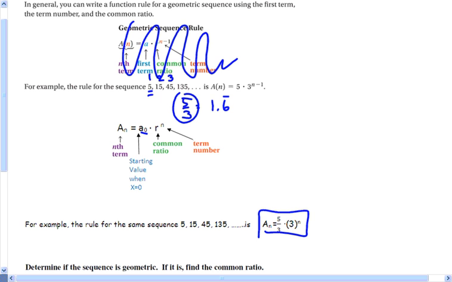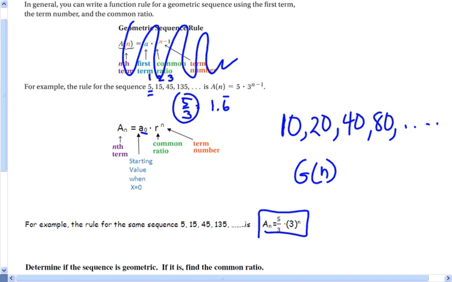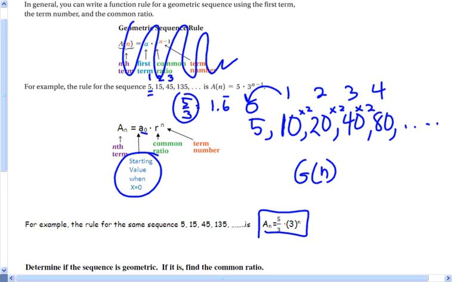So I'm just going to give you one more example there. Let's say here's my geometric sequence, and I'm multiplying by 2. So the rule for that is, and I'm going to call it g of n, is equal to our starting value when x is 0. So this is my first term, second term, third term, fourth term. My 0th term is my starting value, so I just need to figure out what I'm multiplying by here, which is 2. And then just divide by that to get the 0th term. So 10 divided by 2 is 5, and that's my 0th term.